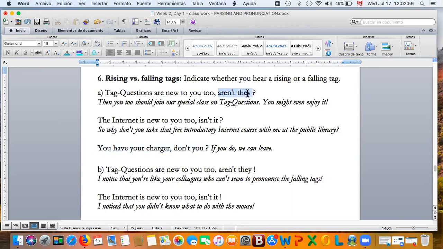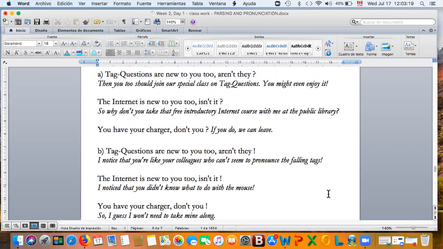Those were rising tags. The tags were negative. Notice that I use the question mark to indicate the rising tag. I like to use the exclamation mark to indicate the falling tag. Let's look at those.